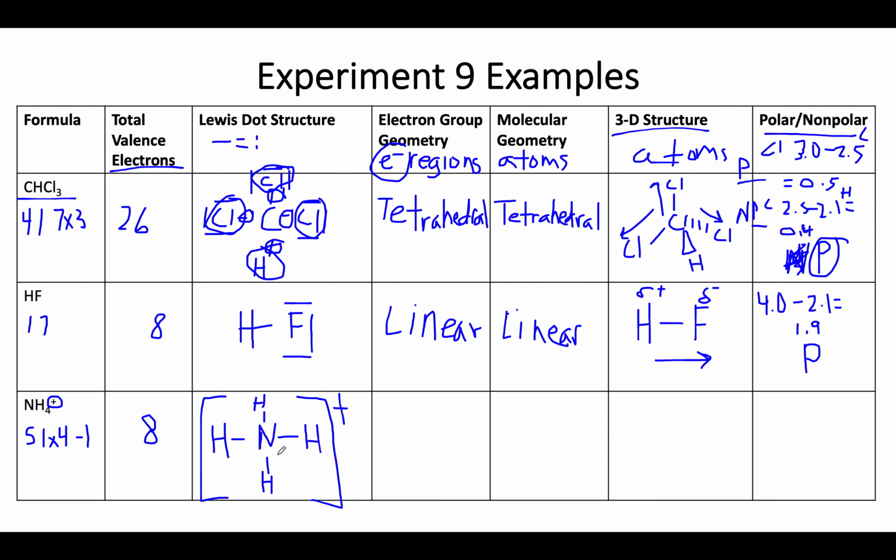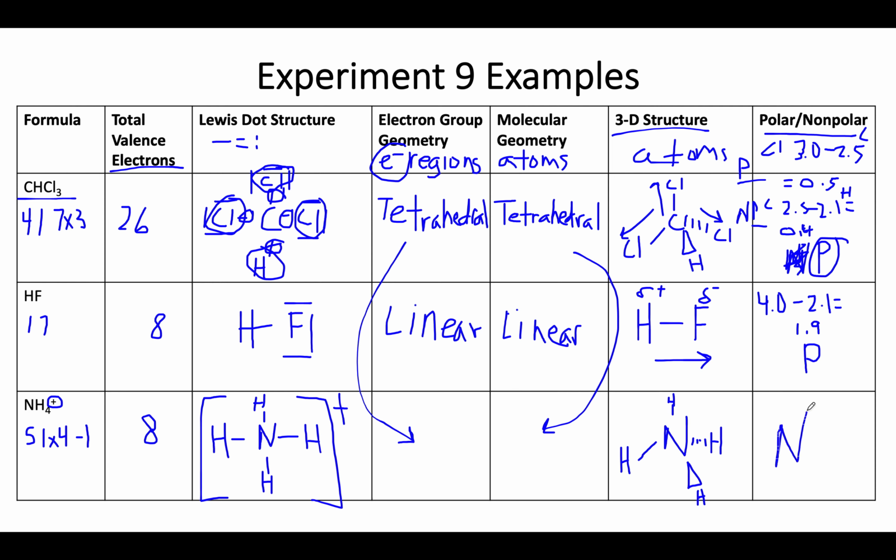So again, we count 1, 2, 3, 4. So just like up here, that's tetrahedral. There's no lone pairs. That's tetrahedral. This, we build the molecule again in our simulation, and similarly, it would look like that shape. So get good practice drawing, trying to get some 3D representation, and that would look here.